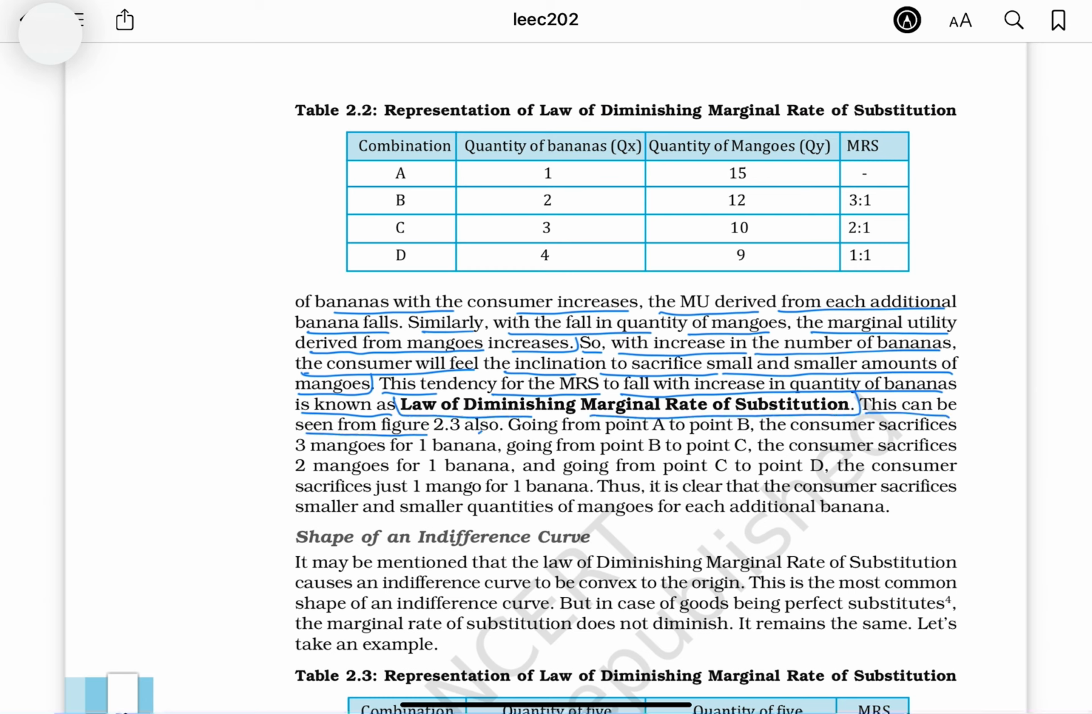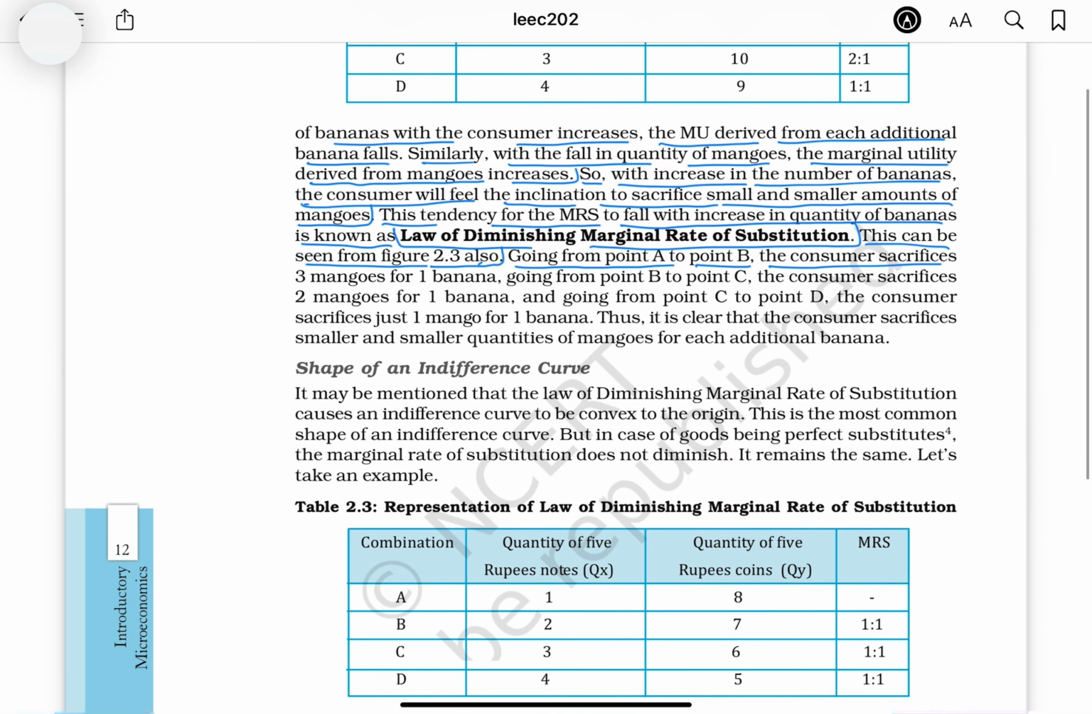This can be seen from figure 2.3 also. Going from point A to point B, the consumer sacrifices 3 mangoes for 1 banana. Going from point B to point C, the consumer sacrifices 2 mangoes for 1 banana. And going from point C to point D, the consumer sacrifices just 1 mango for 1 banana. Thus, it is clear that the consumer sacrifices smaller and smaller quantities of mangoes for each additional banana.